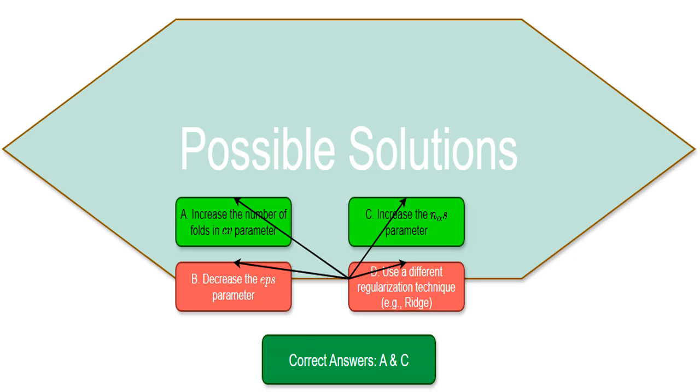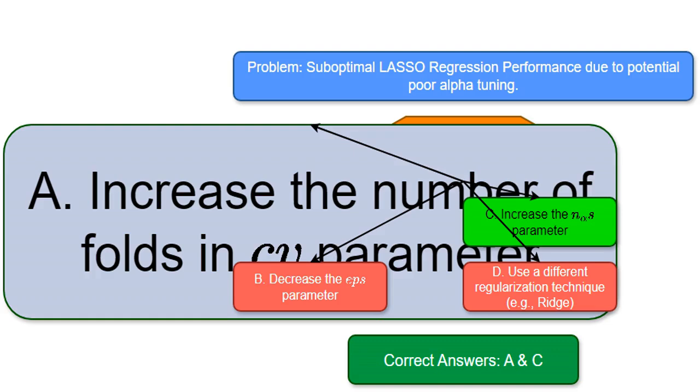Let's review our options. To improve lasso regression's accuracy, I'll increase the number of folds used in cross-validation. Think of folds as different subsets of the data I use to train and test the model. More folds provide a more robust evaluation of performance and better hyperparameter selection. More folds mean a more reliable result.